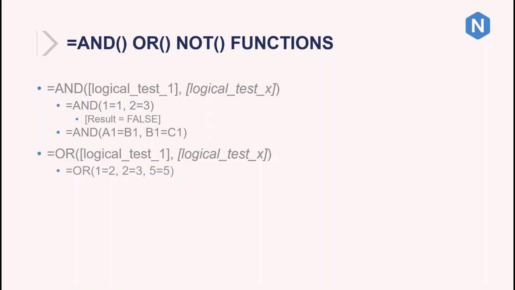So an example would be or if 1 equals 2, or 2 equals 3, or 5 equals 5. This is 3 statements here in this case, 3 arguments passed to the or statement. And if any one of them is true, it will come back as true.